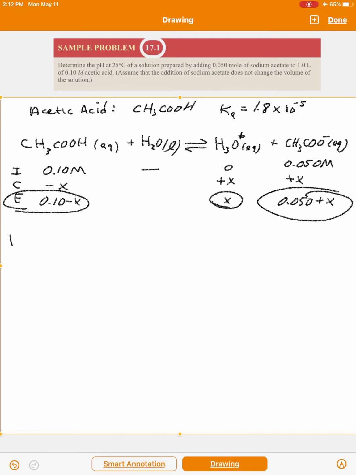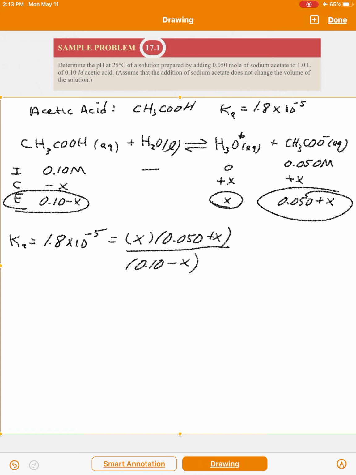Okay? So that means that Ka is 1.8 times 10 to the minus 5, which equals x times 0.05 plus x, products over reactants, over 0.10 minus x. Now, what do we do? We could run this through the quadratic formula, right? Multiply everything together, go through ax squared plus bx plus c equals 0, solve for x, get the pH and all that kind of stuff.